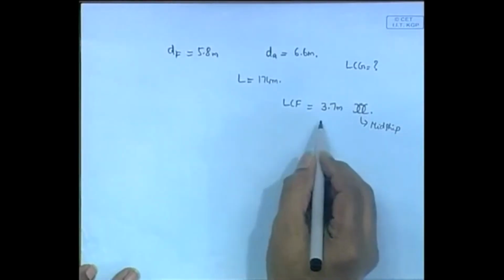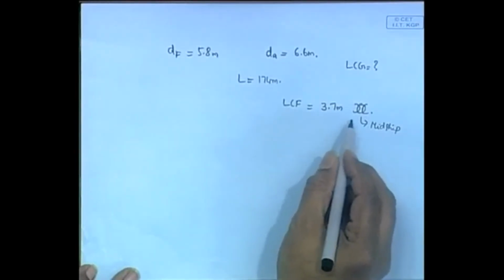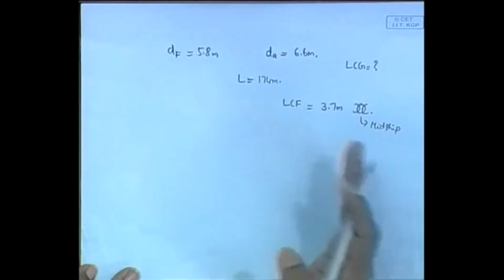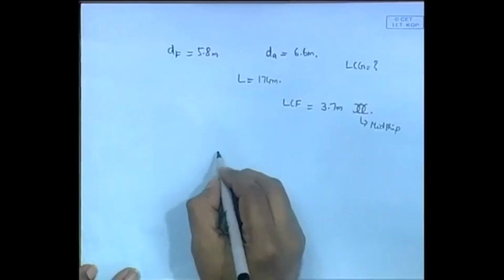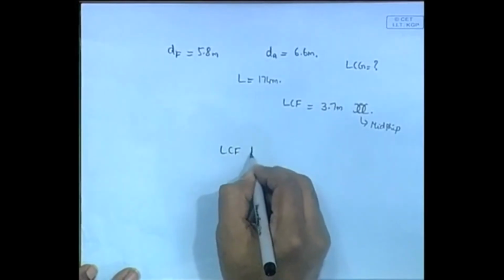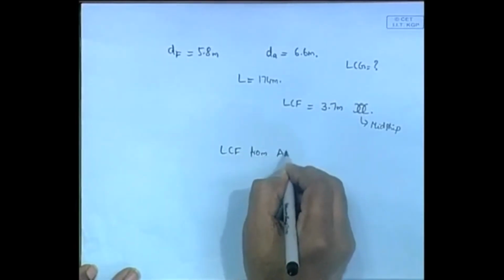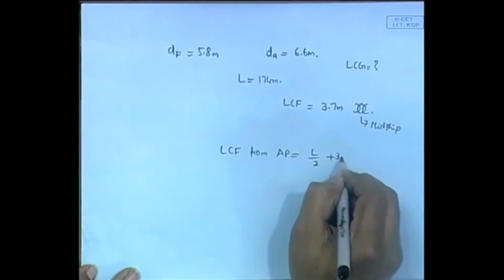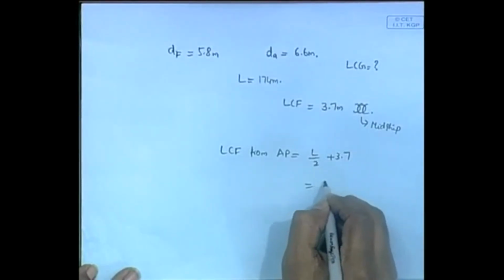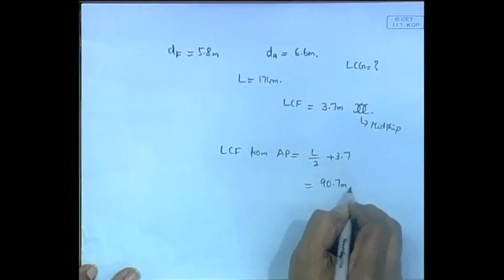So we know what LCF is from midship. Midship is obviously half the length of the ship, and the total length of the ship is 174. First, let's find LCF from the aft perpendicular. It will be L by 2 plus this 3.7, so that will be 90.7 meters.